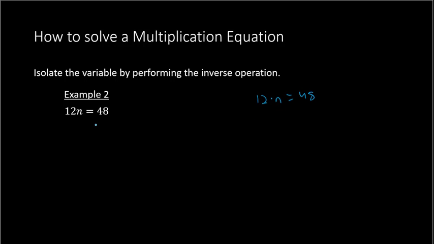And to get rid of the 12 that's being multiplied with the variable, we do the inverse of multiply, which is divide. So you divide both sides by 12, and when you do that, 12 divided by 12 cancels over here. You're left with an n on the left side, and 48 divided by 12 is 4 on the right side. So we have isolated the variable and found that n equals 4.